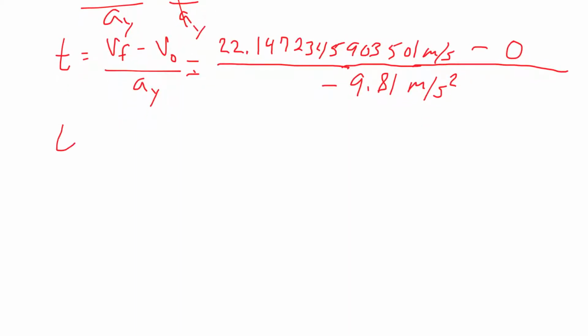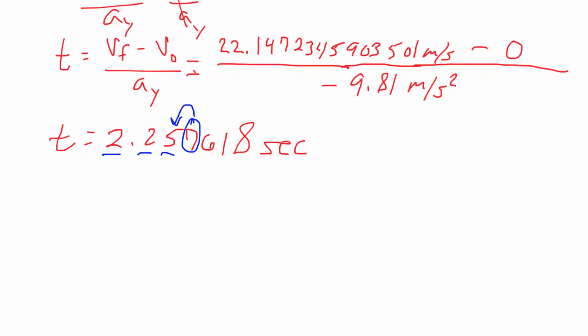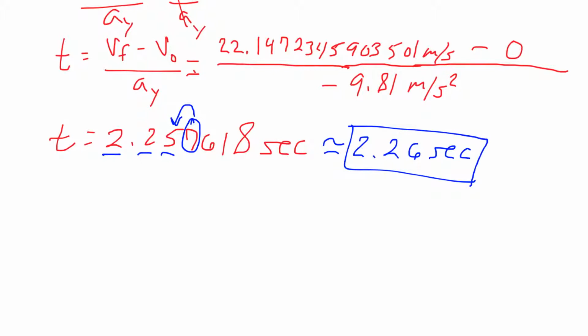Alright, so I get that time is equal to 2.257618, so on and so forth. Again, we can only have 3 sig figs in our answer, so there's our first 3. We look and see, does this 7 do anything to the 5? And indeed it does this time. So we get 2.26 seconds as our final answer for the time that a passerby has to get out of the way before that flower pot crashes into the ground.